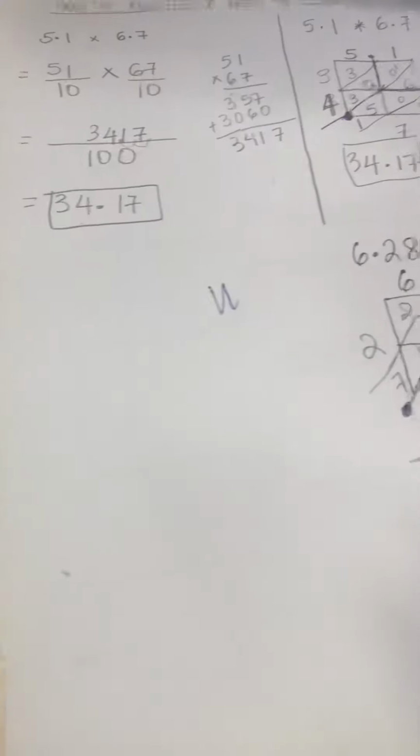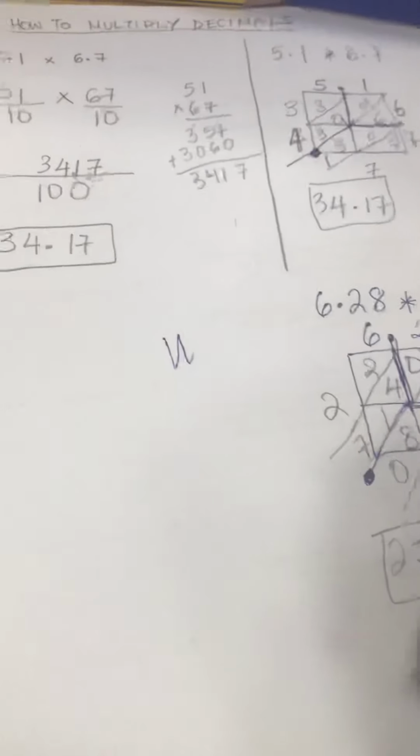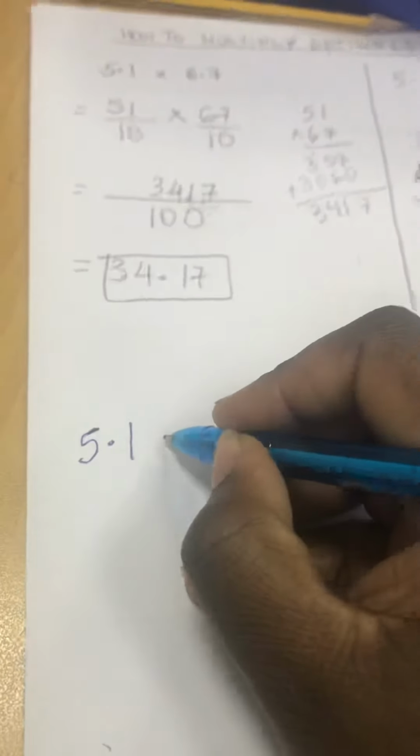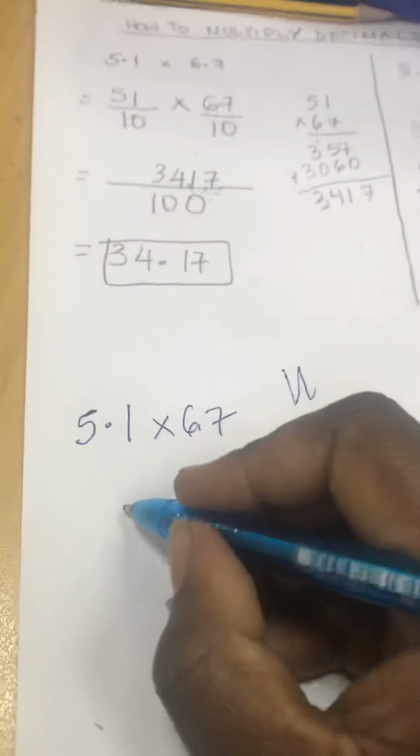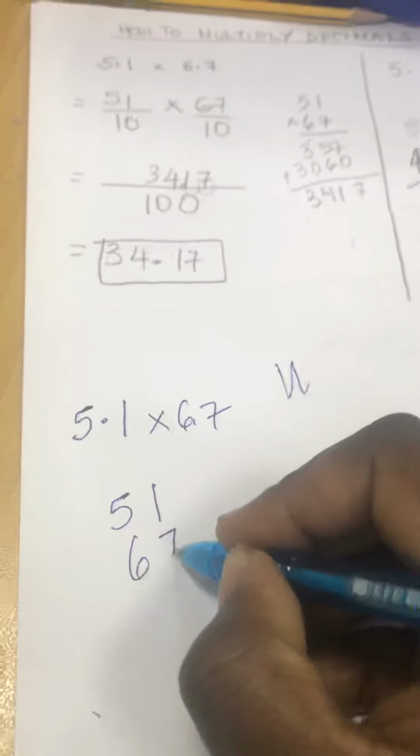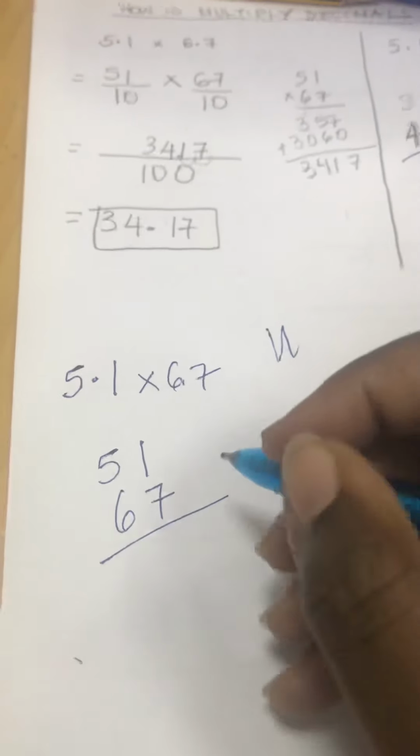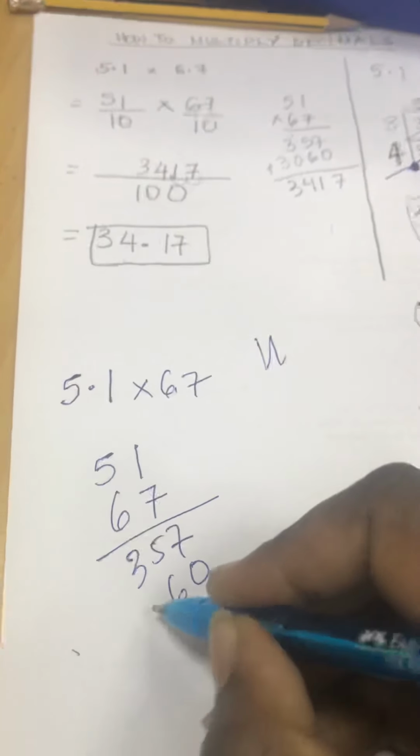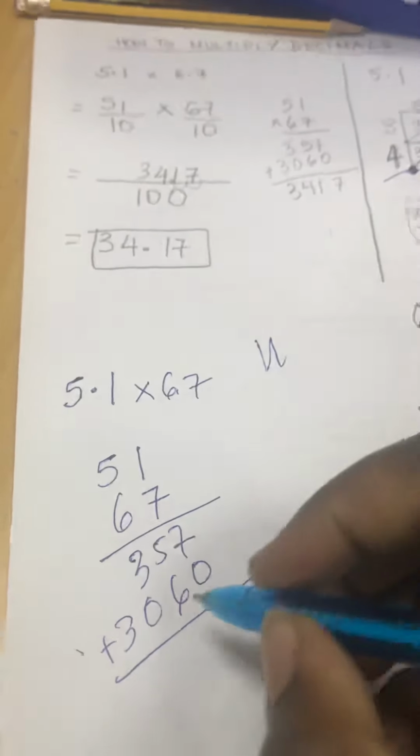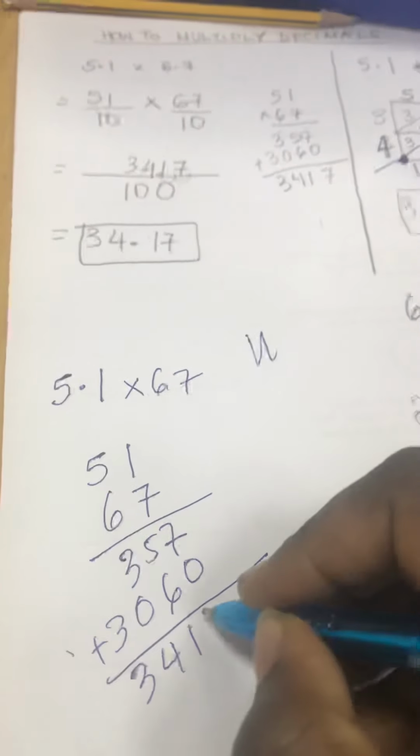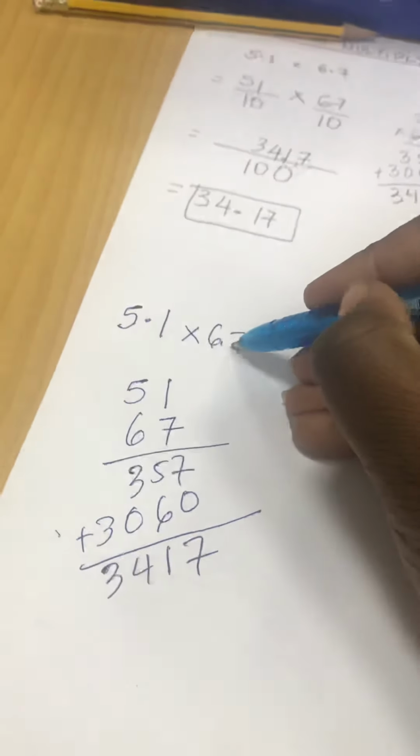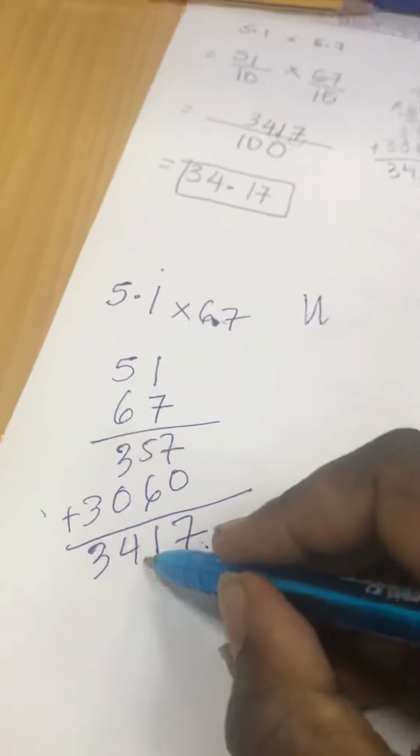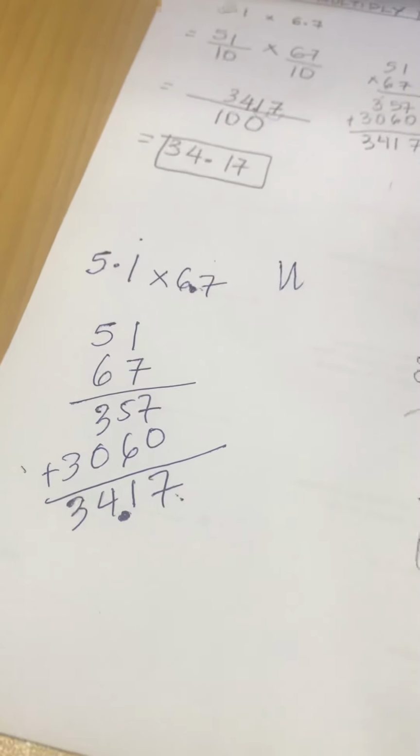Okay, now there is a third method. So let's do this the third way. 5.1 times 6.7. You multiply just the normal way. 51 times 67, like over here. So you get 357 and you will get 0603, and you add and you should get 3417. How many decimal places? 2. 1, 2. So you count from here. 1, 2, and you put the number like that. Okay?